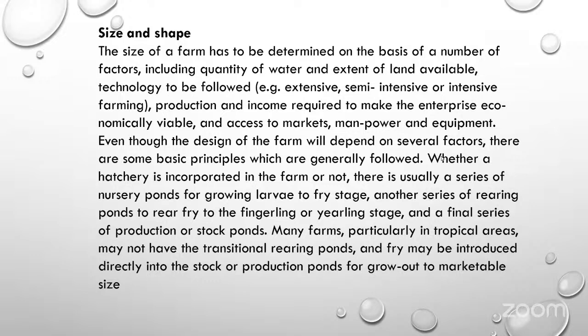Many farms, particularly in tropical areas, may not have the transitional rearing ponds, and fry may be introduced directly into the stock or production ponds for grow out to marketable size.